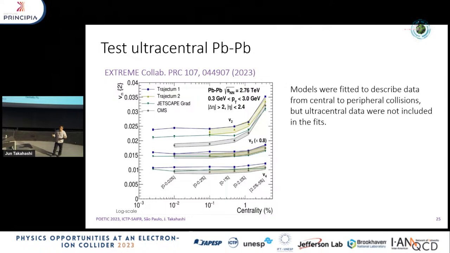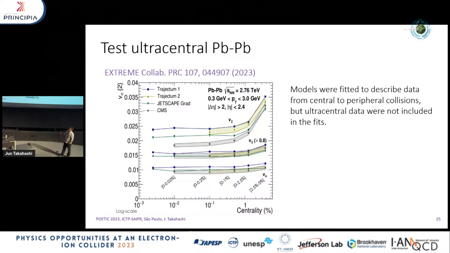Now, can this model predict new results? That's what we did. So we went to what we call ultra-central collisions. The models that exist usually fit to centrality 0 to 5% or 0 to 10%. It's a very central collision. Impact parameter very close to zero, but it's not zero. But the experiments, as the amount of data grew, measured a lot of data in a centrality region that we call ultra-central, where the impact parameter is very close to zero. And those were not used in the fits.